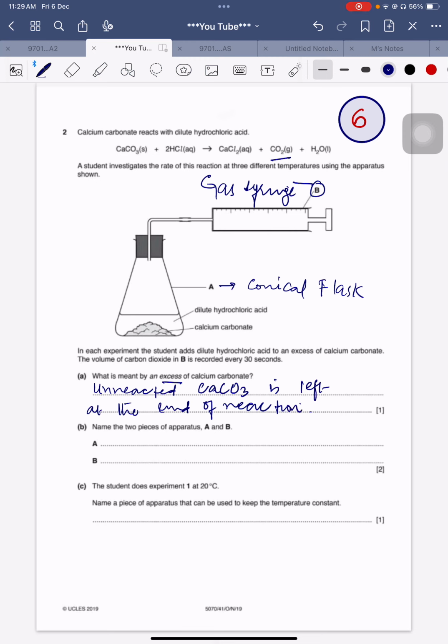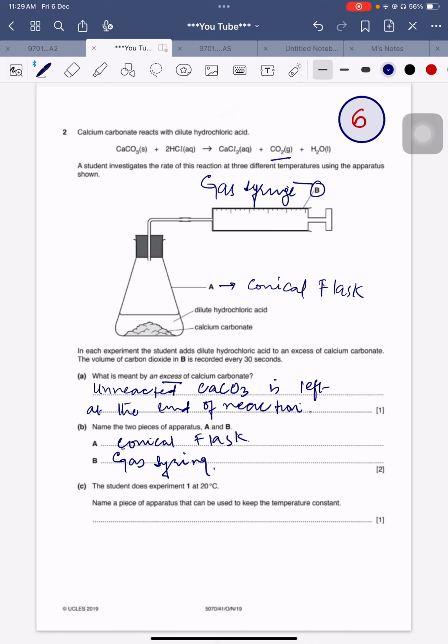Name the two pieces of the apparatus A and B. What about A? A is the conical flask we have just discussed. What about B? Look at the B. B is the gas syringe. We have to write down the name only. Gas syringe. So I'm currently at the last part of this video.